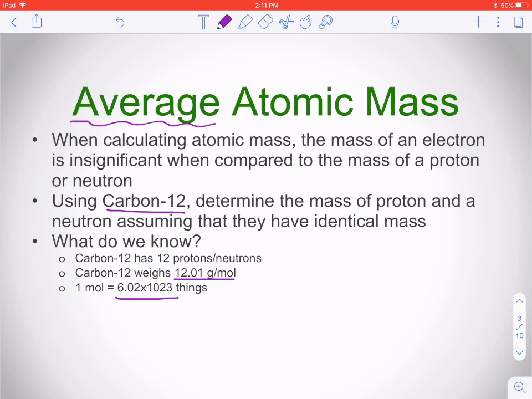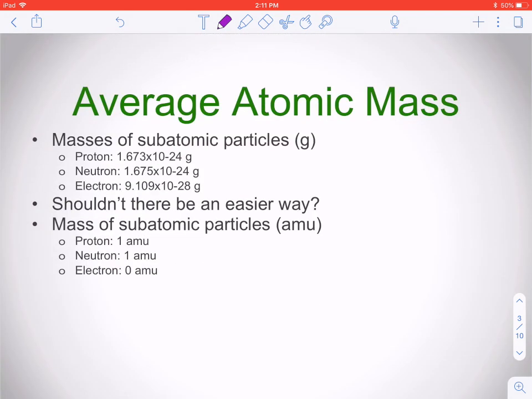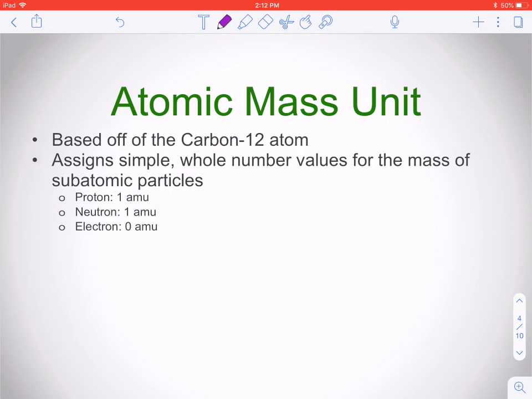So we can do some math with that, and we can figure out that the mass of a proton is 1.673 times 10 to the negative 24th. Neutron is similar, and electron is much different, right? We said this is about 10,000 times lighter. So this is all based off of the carbon-12 atom, but those are some nasty numbers, right? So there's got to be a nicer way to do that, and that's why we have these things called AMUs, or atomic mass units. And so we say that a proton has 1 atomic mass unit, a neutron has 1 atomic mass unit, and because electrons are so inconsequential compared to the other two, we give them 0 atomic mass units.